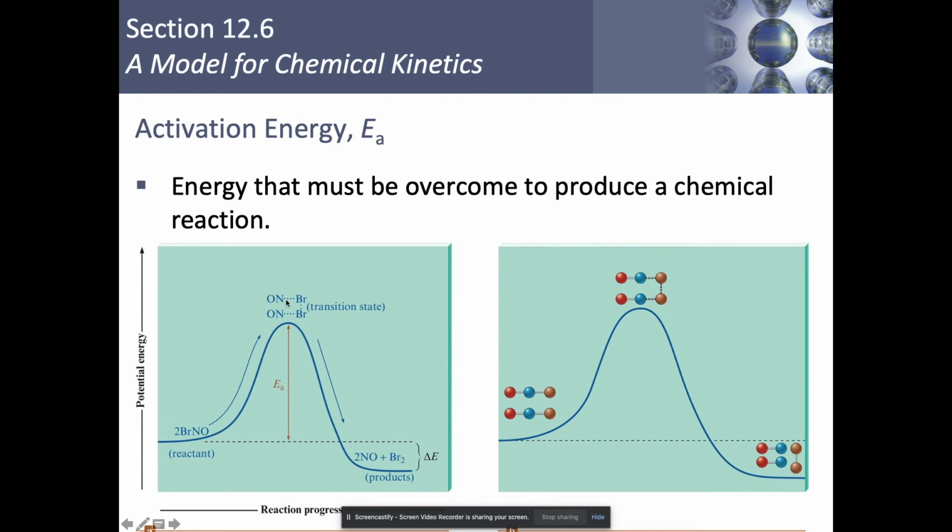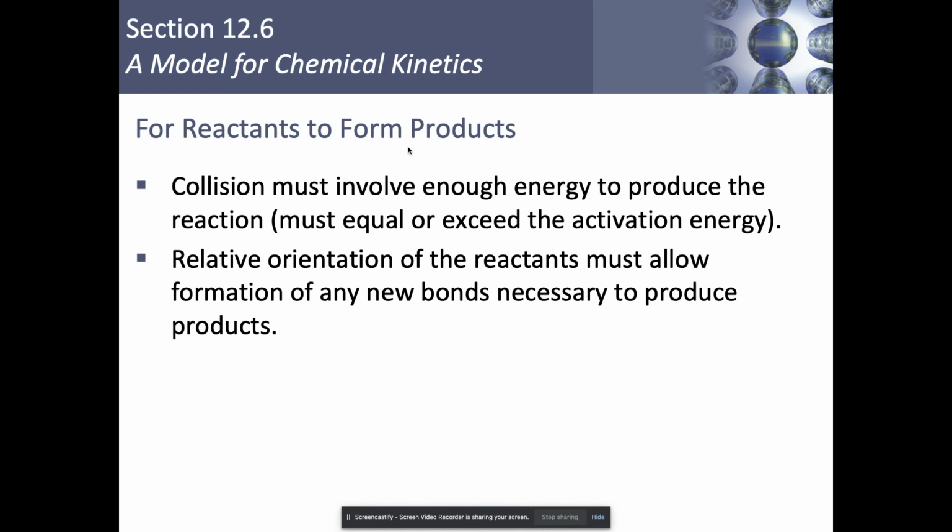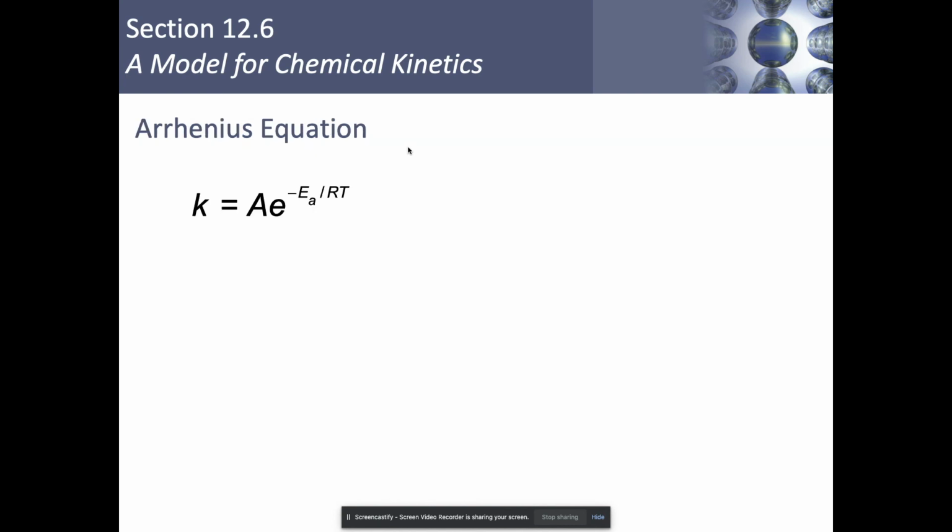So for example, here we have NOBr. And notice that in order for this reaction to occur, the Brs need to be over each other. So if you have enough energy and the Brs are over each other, this bond here will break, this bond here will break, and will form a bond between the two bromines. And now we're just left with nitrogen monoxides. Now, again, the collision has to have enough energy. It must be equal to or exceed the activation energy. The orientation, the directions that they are facing, are important.